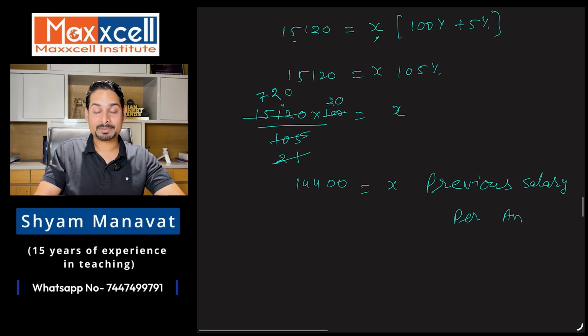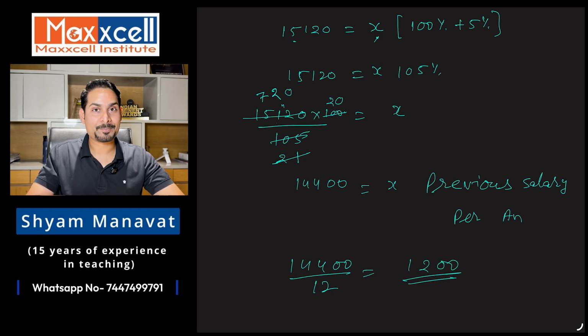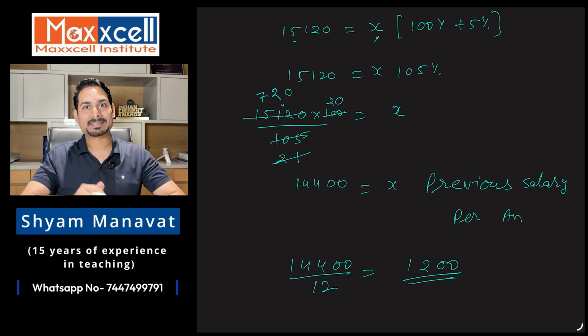So to get into per month, we just need to divide this 14400 by 12. Yes, what's the answer? 1200 is your answer for this example, right? Let's see some more examples.